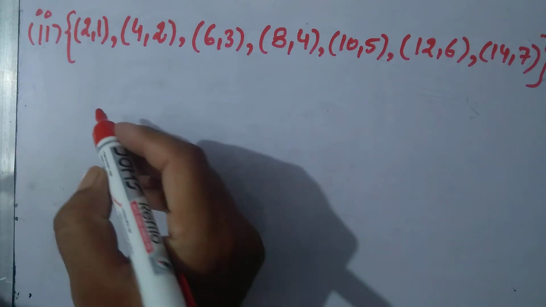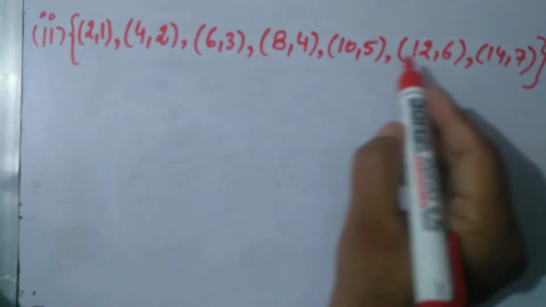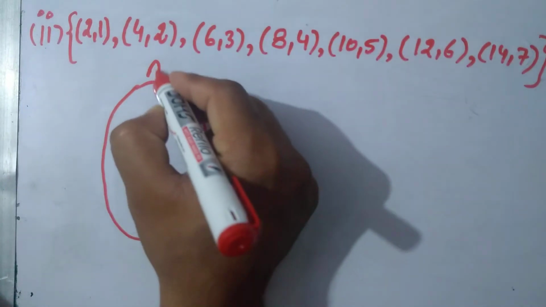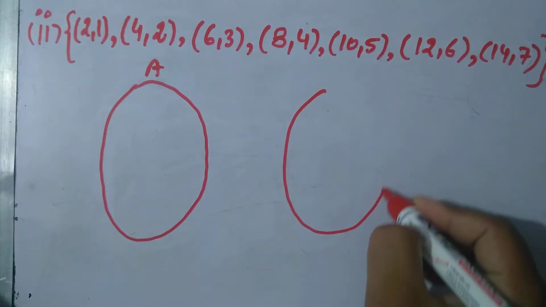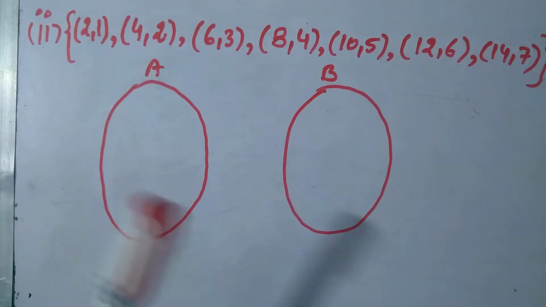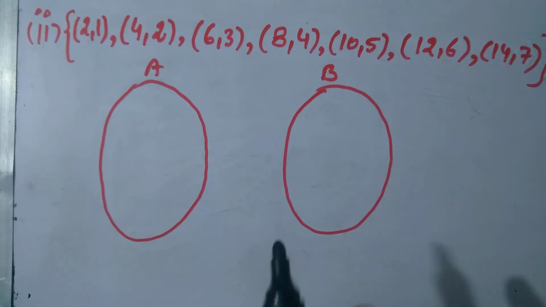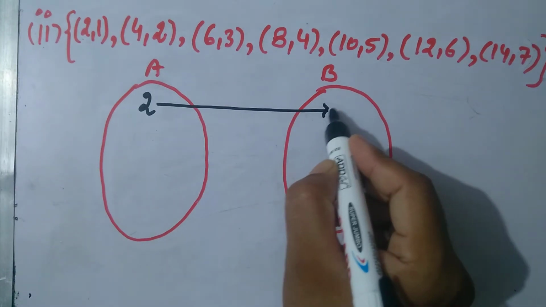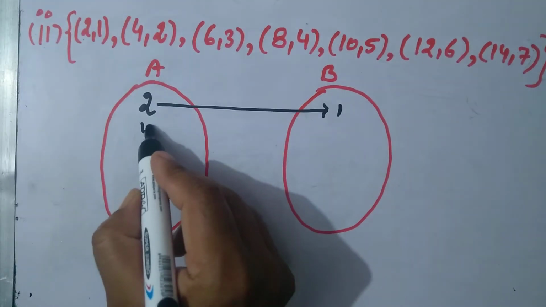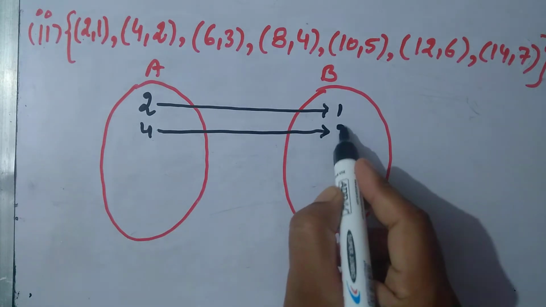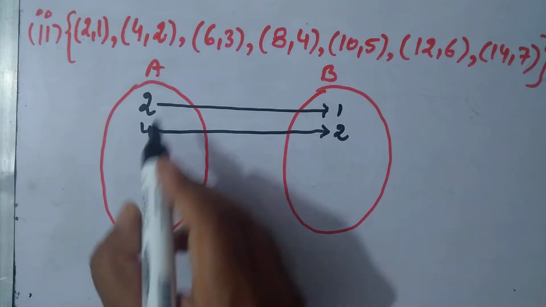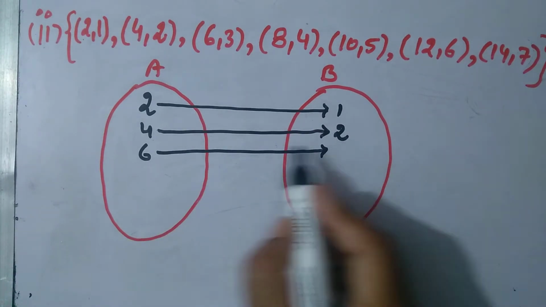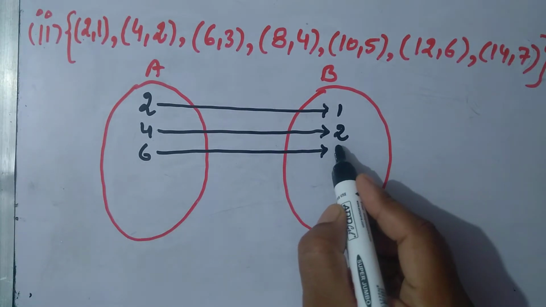Now we have the second part of the question. These are the ordered pairs. So first of all, set A and this is set B. Okay, so what we are going to do now? First pair is 2, 1. Second pair is 4, 2. Third pair is 6, 3. We see each element of the first set has a unique image till now.